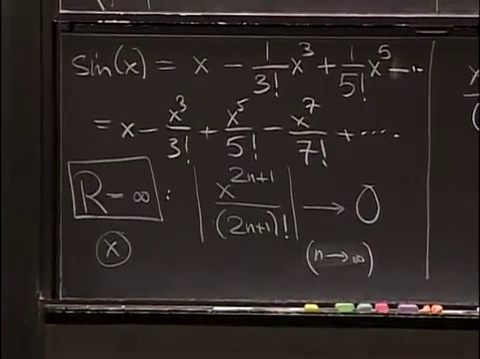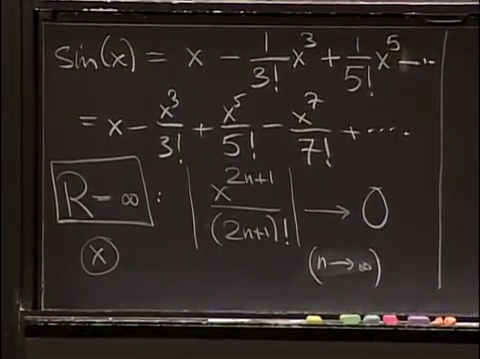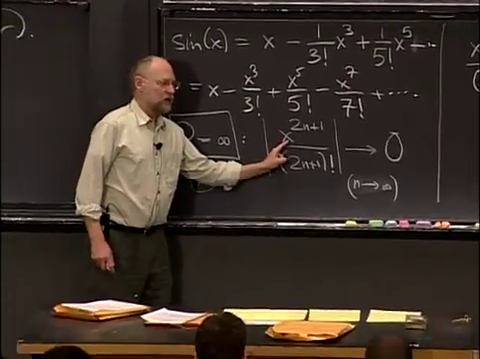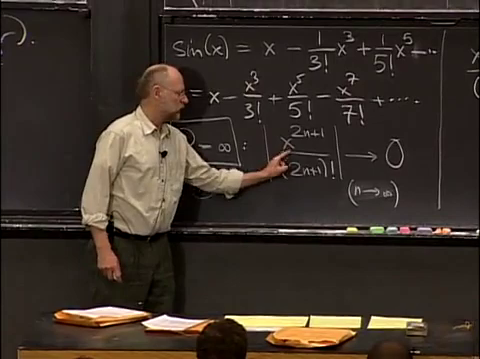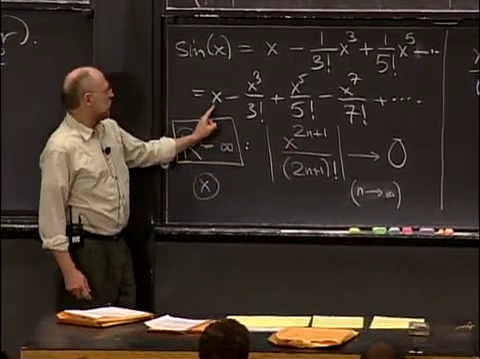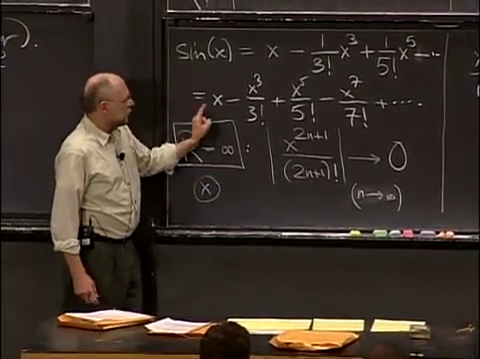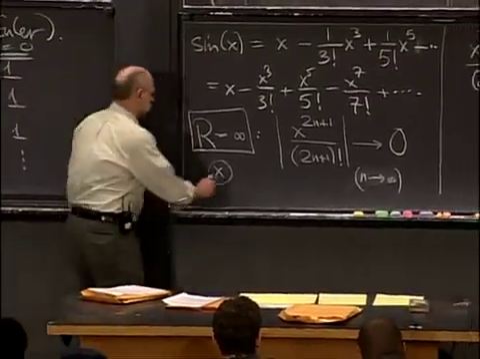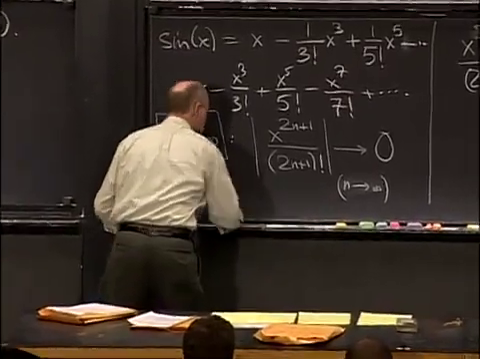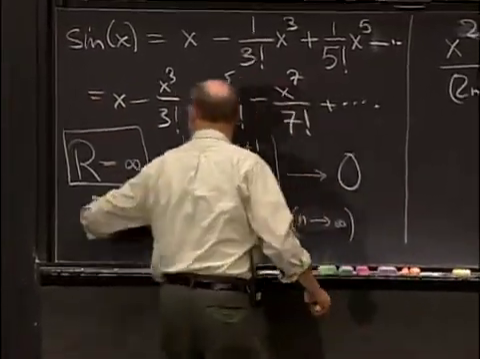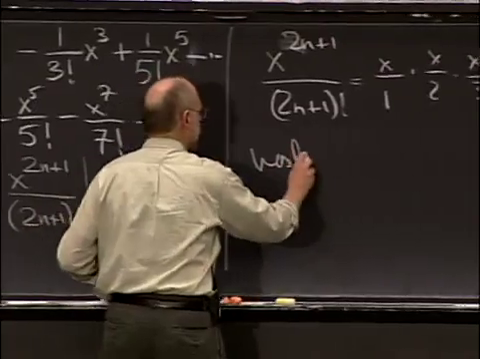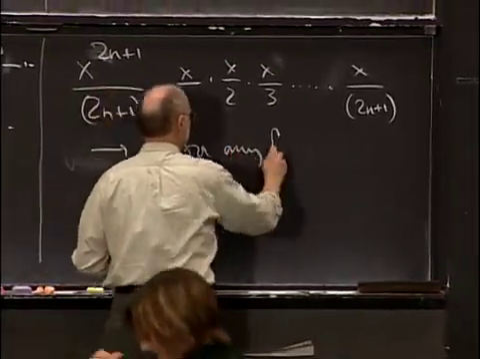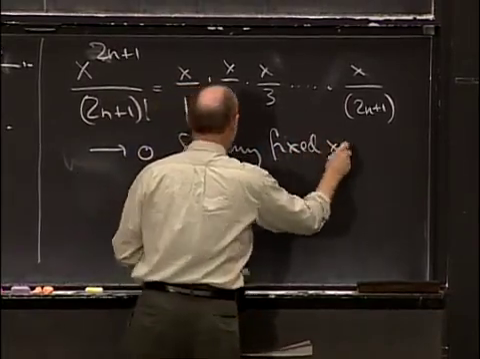They'll get smaller and smaller as x gets to be bigger. That's the sign that x is inside of the radius of convergence. This is the sign for you that this series converges for that value of x. And because I could do this for any x, this works. This converges to 0 for any fixed x.